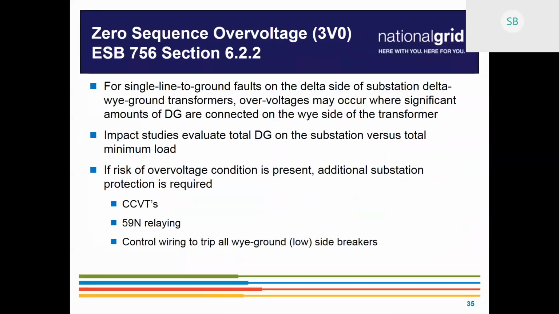The way we mitigate that is we install voltage sensors on the high side of the transformer at the substation, and we have a relay element that will trip for that high voltage condition should it occur. This ends up being an issue on higher penetrated substations. It's a DG to load type ratio where we see whether or not the DG that's out there could actually support the substation in the event that you lose the transmission source.